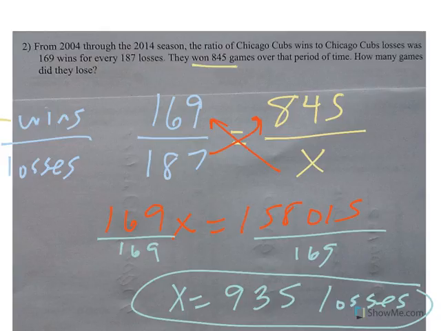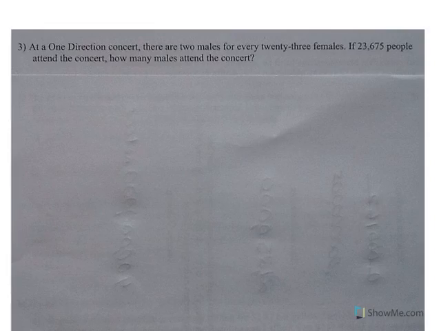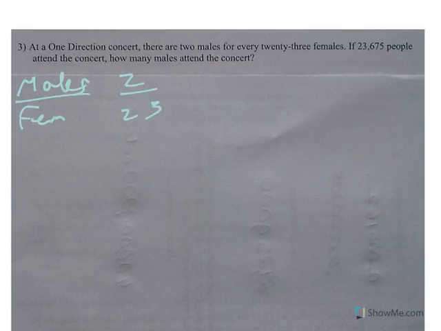At this point in this video, I'm assuming you can solve a proportion. I'm really worried about the setup. In number 3, at a One Direction concert, there are 2 males for every 23 females. Okay, so I see males to females, and I see 2 males, 23 females. If 23,675 people attend the concert, how many males?